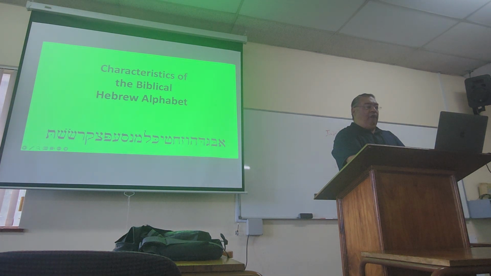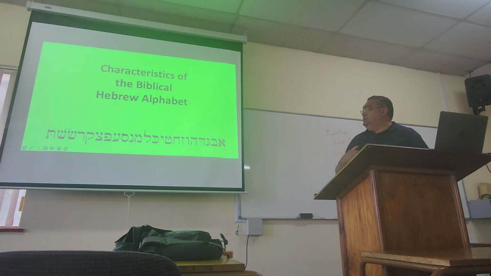So the Hebrew alphabet goes as follows: Aleph, Beit, Gimel, Dalet, Hey, Vav, Zayin, Chet, Tet, Yod, Kaf, Lamed, Mem, Nun, Samech, Ayin, Pe, Tzade, Kof, Resh, Sin, Shin, Tav. Okay, so that's the letters of the Hebrew alphabet.